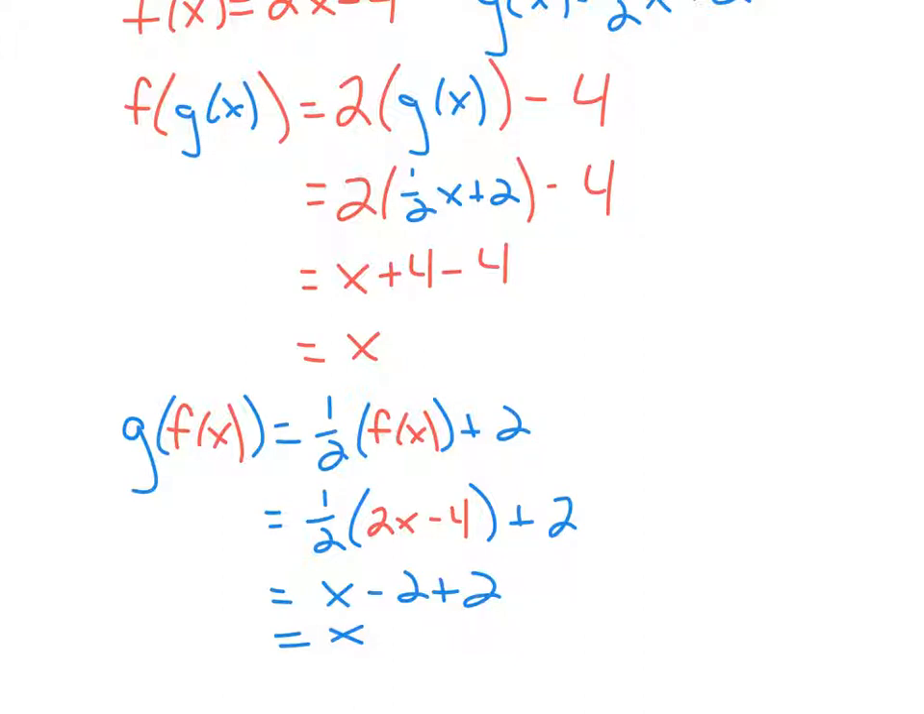So since both compositions, f of g of x and g of f of x, both give us an x, we can say that yes, these are inverses.